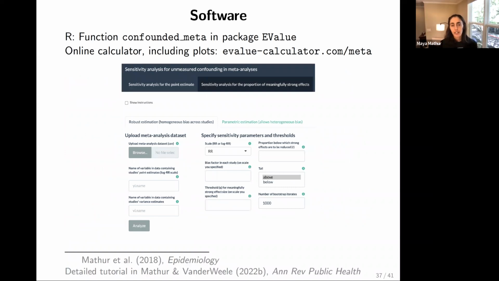Okay, so there's software available to do all of the analyses I mentioned. So the R package EValue will handle both individual studies and meta-analyses using the function confounded_meta. There's also a web interface, evaluecalculator.com/meta, which will do basically the same things as the R package, but with a point-and-click interface. There's a detailed tutorial with screenshots walking you through both the website and the R package in this 2022 paper, if you're interested in that as well.